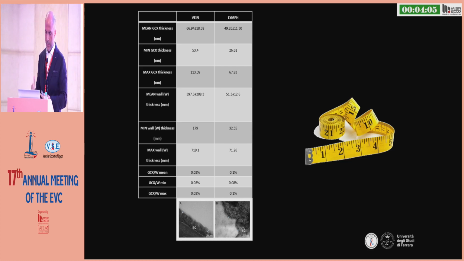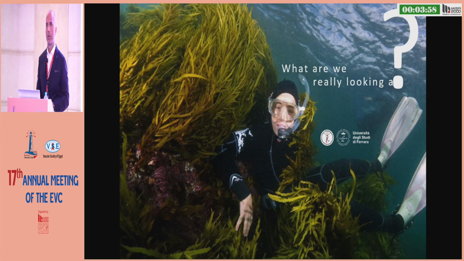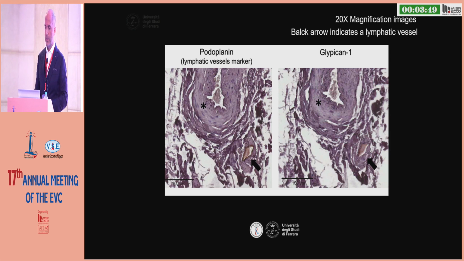And so we have all the measurements, but I don't want to take too much of your time on this. Of course, we took all the macroscopic and microscopic measurements possible. But surely you could tell me, Sergio, you're just showing us a picture, so what are we really looking at in reality? And that's why we ran immunohistochemistry. So you can see over here podoplanin, which is confirming the presence of the lymphatic and of the vein, and at the same time the stainings for the typical components of the glycocalyx, that is glypican, for example.